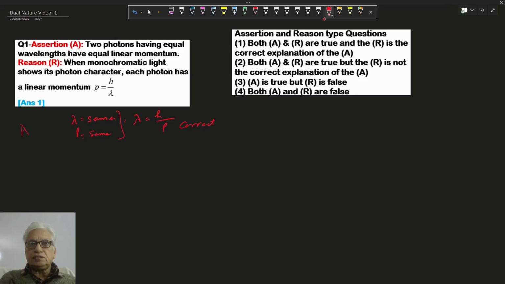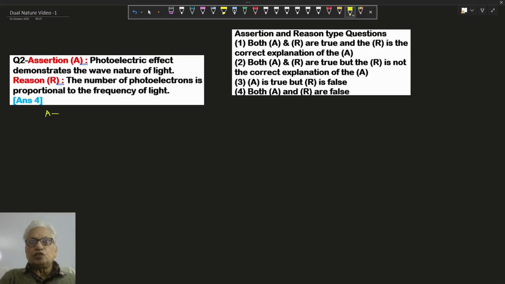The assertion is, when monochromatic light shows the photon character, each photon has a linear momentum. So this is also correct, and the reason is also correct, and this explains the assertion. Option 1 is correct. Assertion: photoelectric effect shows the particle nature, so it is wrong. And reason: number of photoelectrons is proportional to frequency, it is also wrong. So option 4 is correct.